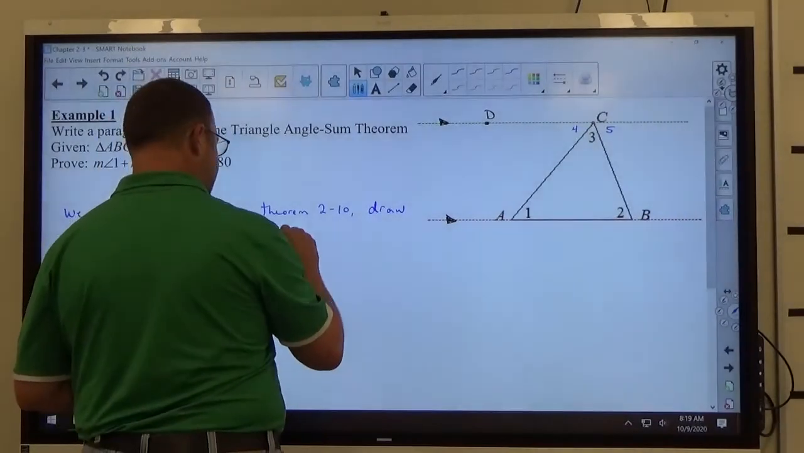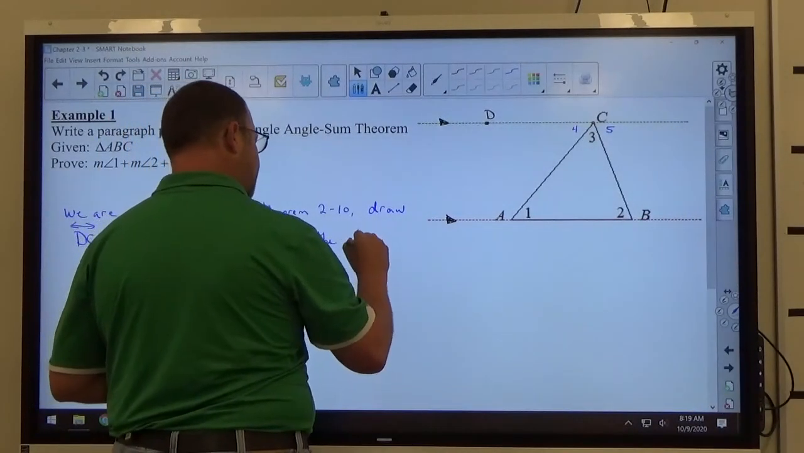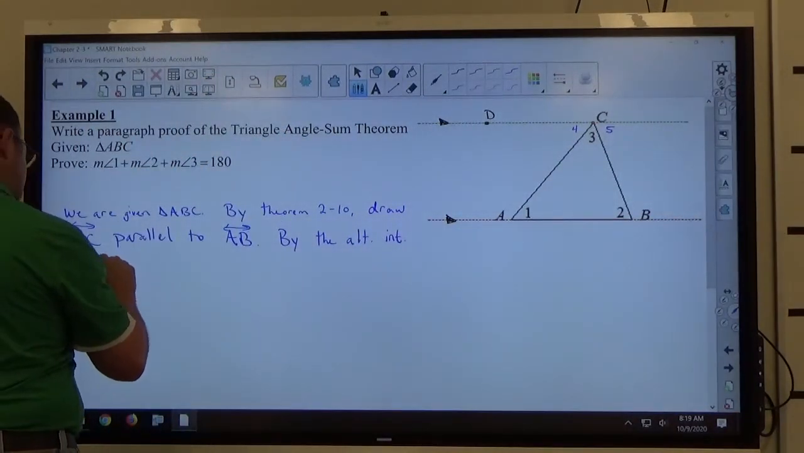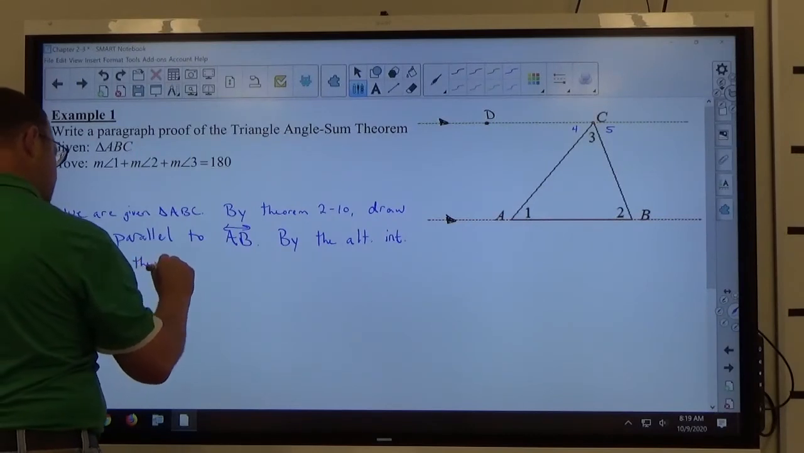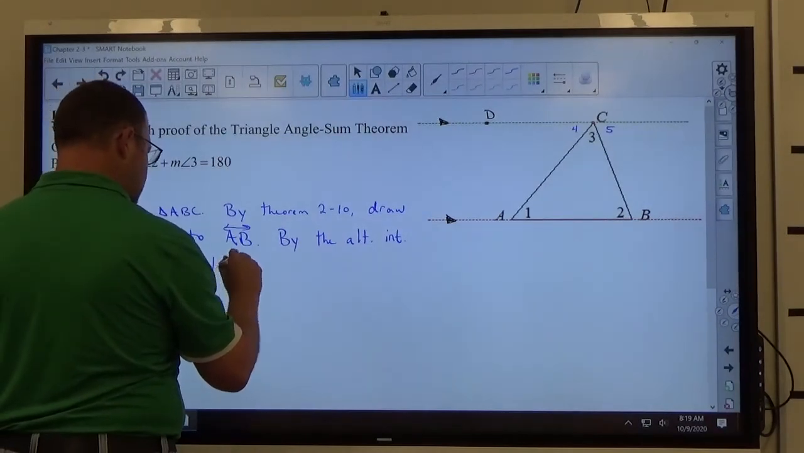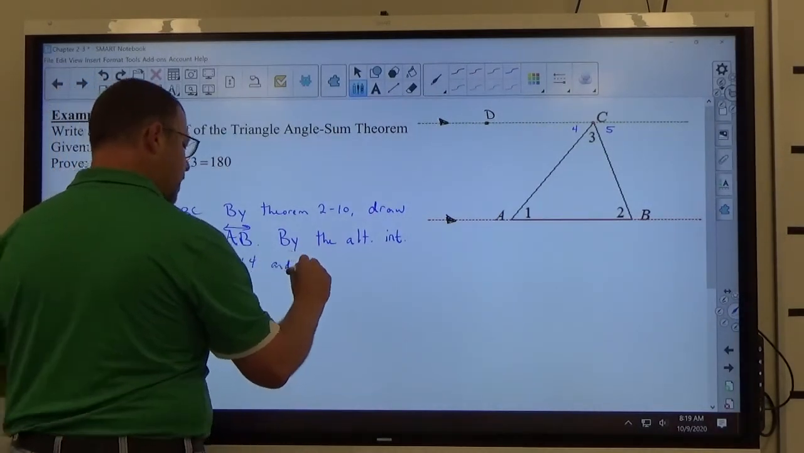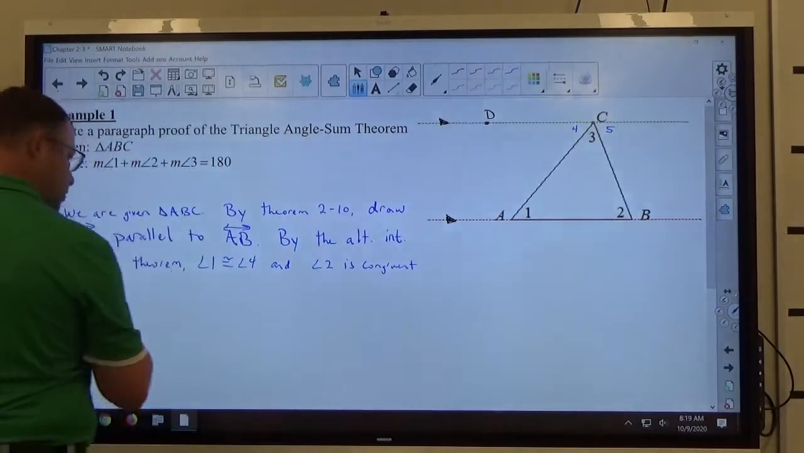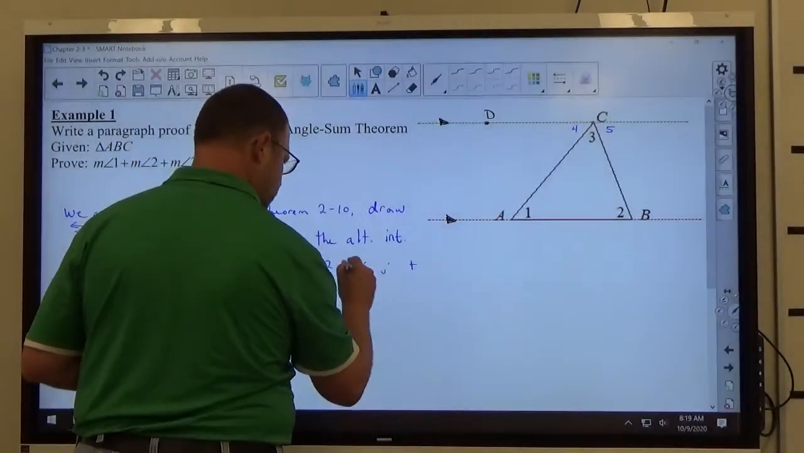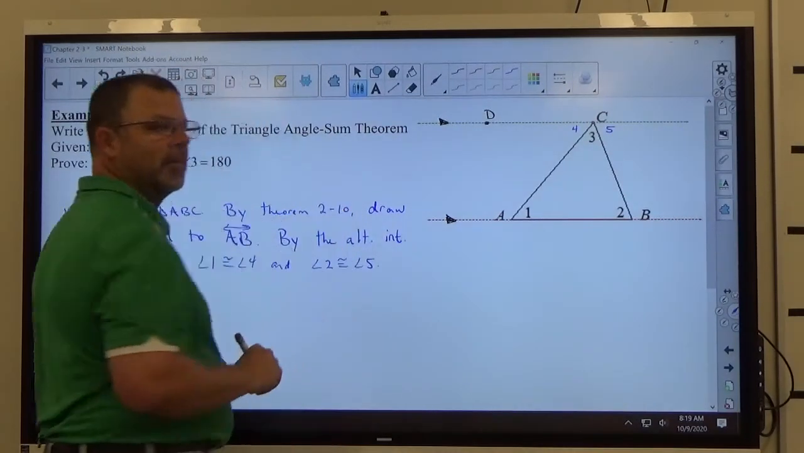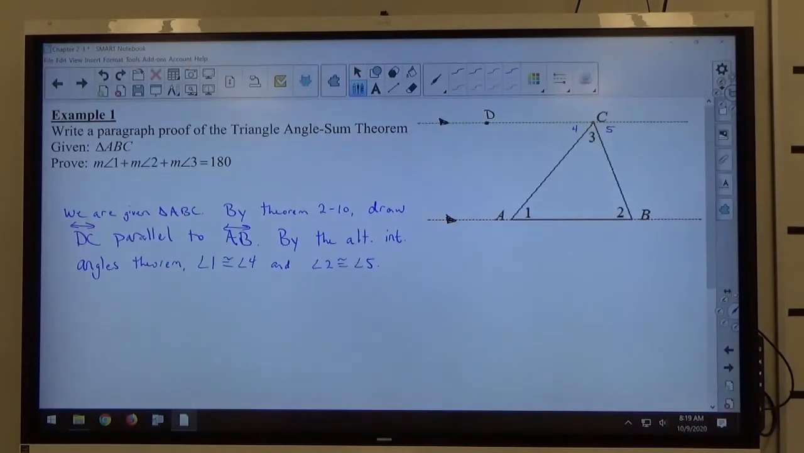So I'm going to say, by the alternate interior angles theorem, angle 1 is congruent to angle 4, and angle 2 is congruent to angle 5. Let's just use the congruent symbol. I forgot to write the symbol when I said the words. All right, so angle 1 is congruent to angle 4, angle 2 is congruent to angle 5.